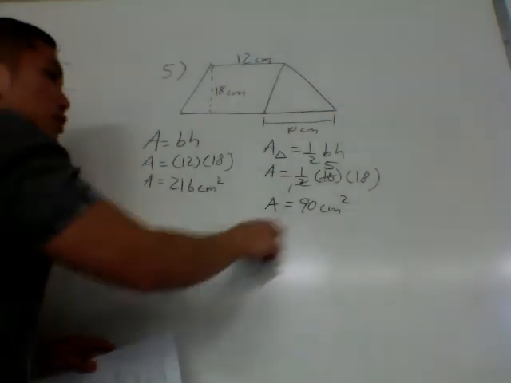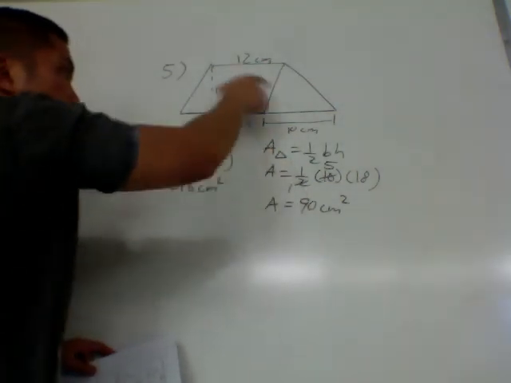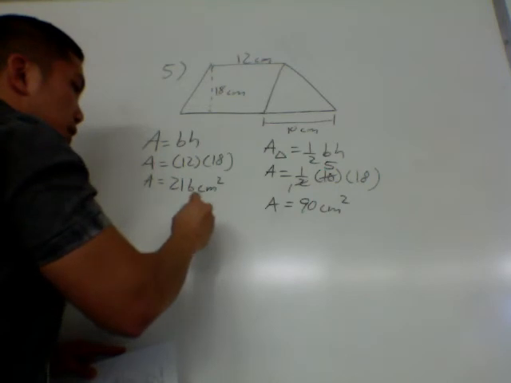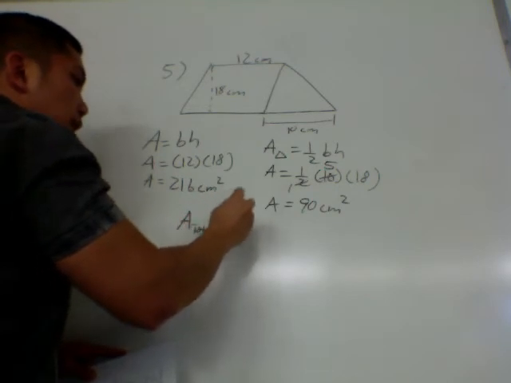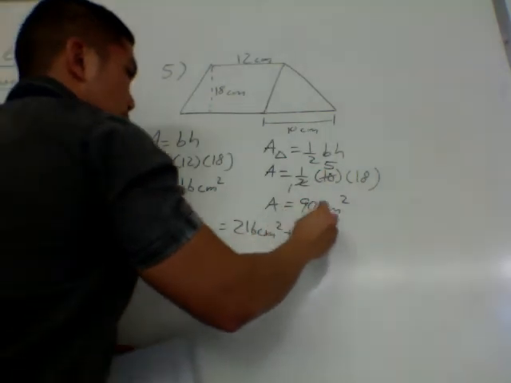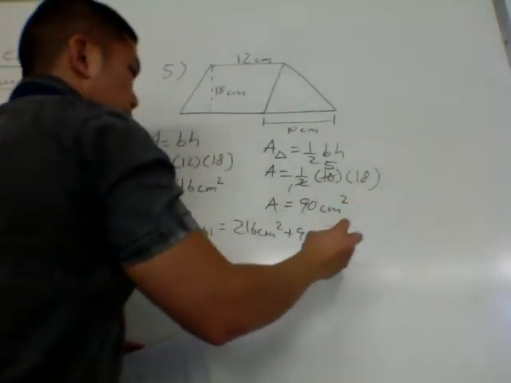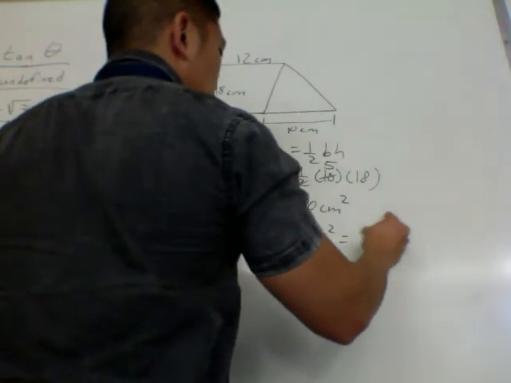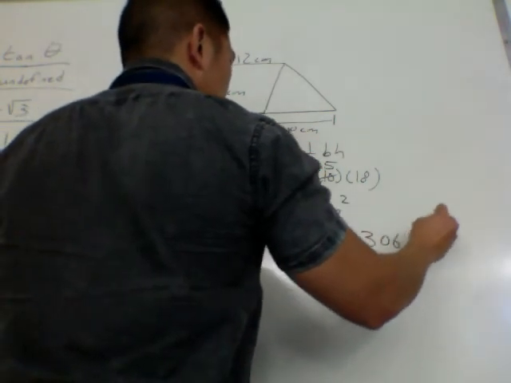Now, what you need to do is add these together because you're going to get the total area. It's 216 plus 90. So your answer should be 306 centimeters squared.